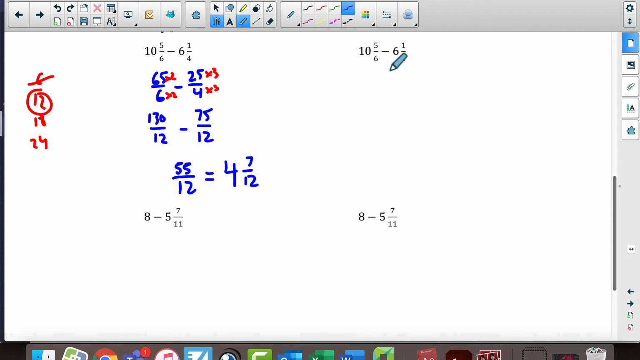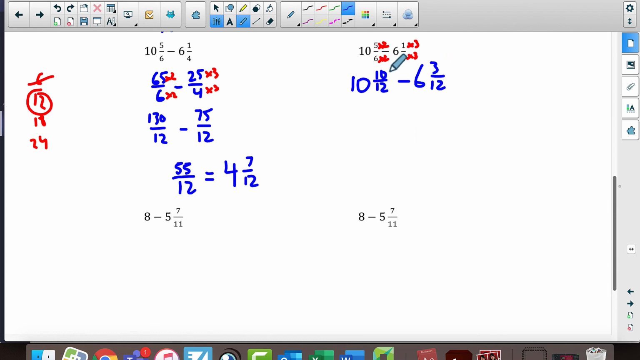Okay, let's do it my way now. So my way is to switch it to common denominators right away. So the common denominator we already found was 12. We're going to have 10 and something over 12 minus 6 and something over 12. What do you multiply 6 by? 2. Do the same to the top. Multiply 4 by 3. Same to the top. So 5 times 2 is 10. And 1 times 3 is 3.